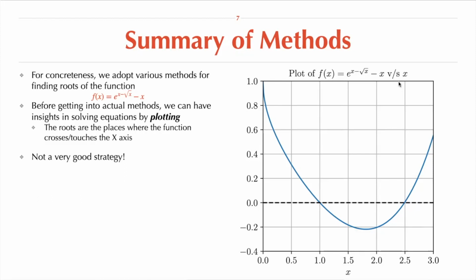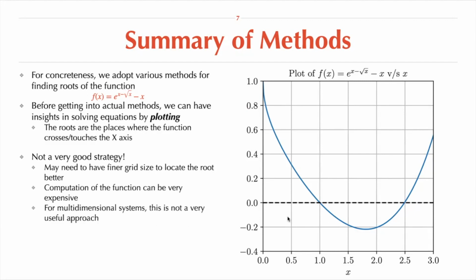But the function evaluation can be very expensive, as we saw in the previous case, when you have to evaluate an integral all the time for just one value of x. So in those cases, it's not a very good strategy. Also, it may say that it's near about 1, but what is the meaning of near about 1? You have to know whether it's 1.0001 or maybe 0.9996. So then you have to make a finer and finer grid, and that's all visual. So in that sense, it's not a very good strategy. And one more thing is, for a multi-dimensional system, this is very difficult to implement. Okay.